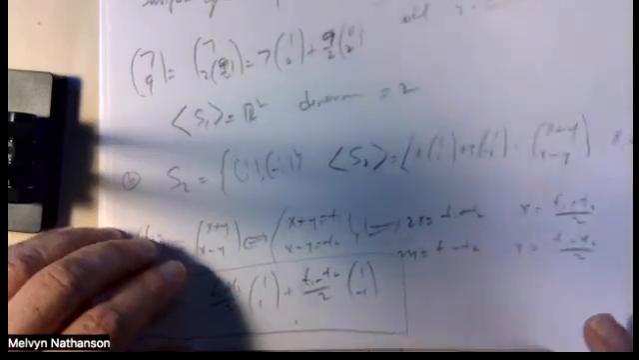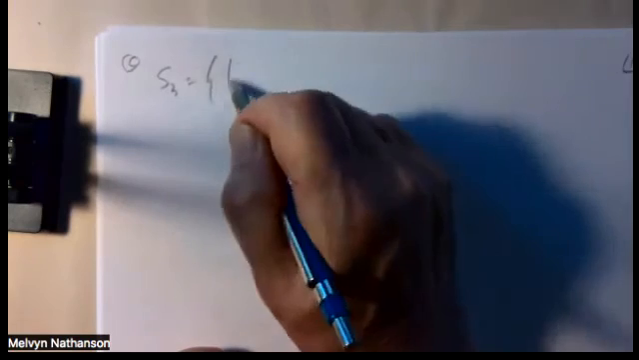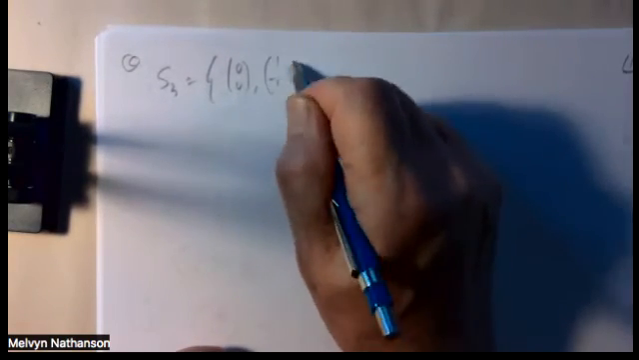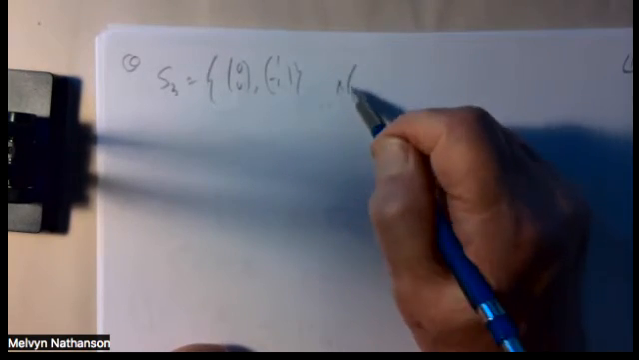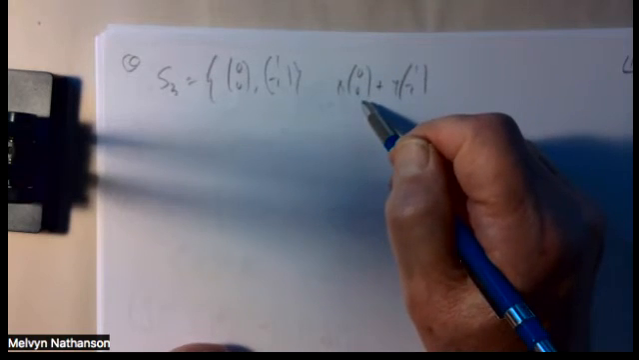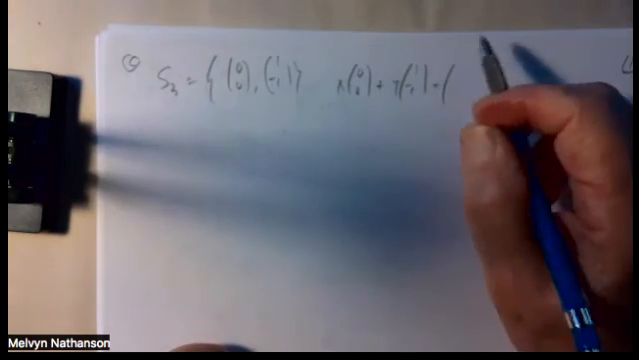That was part A and part B. What about part C? In part C, S3 consists of two vectors, the 0 vector and the vector (1, -1). If you take a linear combination of these, any number times the 0 vector is 0, so this is just the vector y times (1, -1).